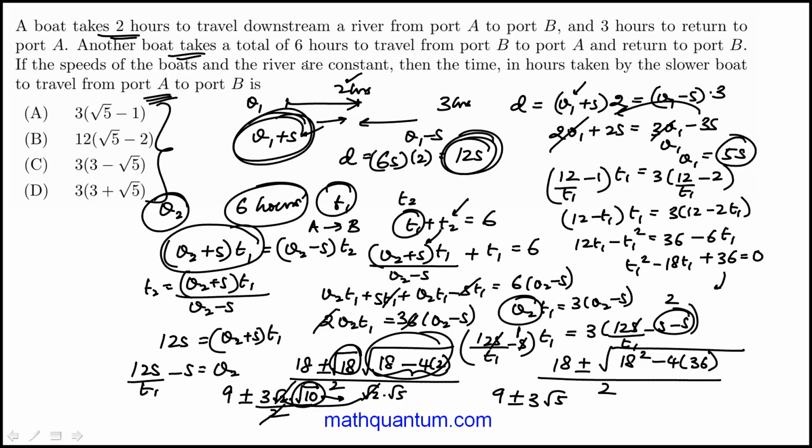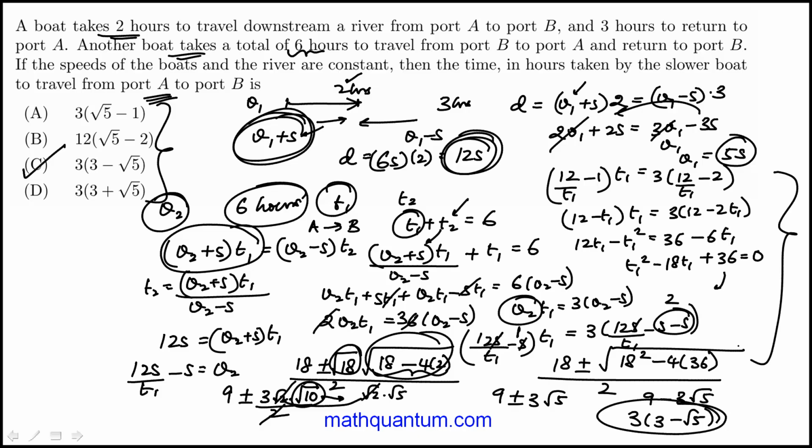Now note the total time is 6 hours, so I can ignore the 9 plus value because that would exceed 6. So the answer is 9 minus 3 root 5, and if we factor, we end up with that, which matches with answer choice C. So yeah, quite a bit of work. I mean, this is a hard question, and this is how I did it. Perhaps there is a more efficient way of doing it, and you should try different ways, because in the end, you want to take an approach that you're comfortable with. So to summarize, the answer is C.